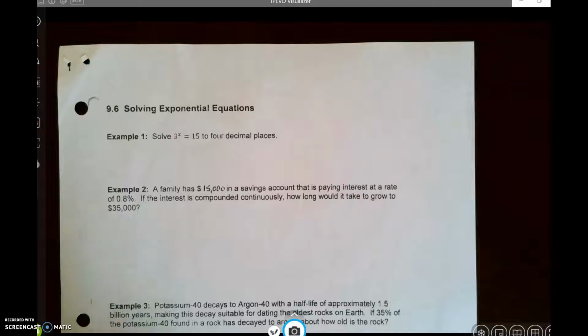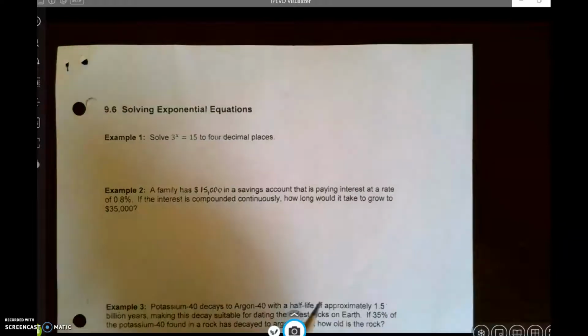Alright, so this is 9.6, solving exponential equations. This is our practice page. Example 1 asks us to solve 3 to the x equals 15 to 4 decimal places.